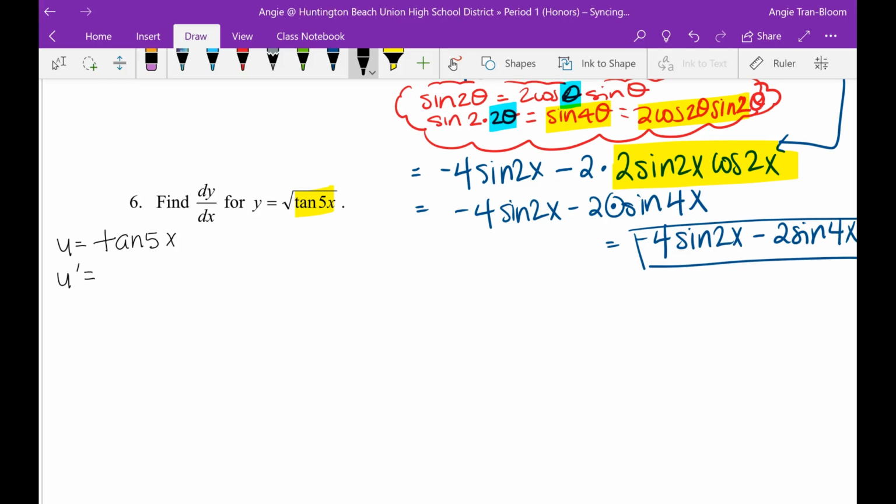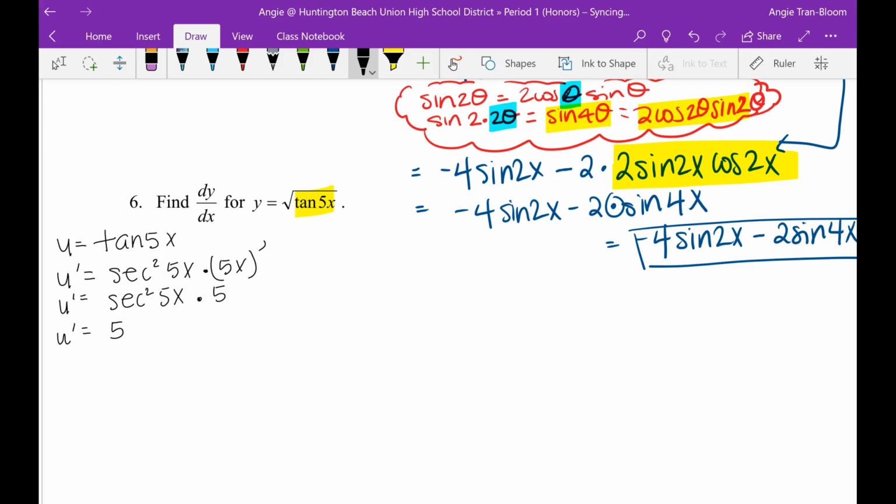U prime is tangent, the derivative of tangent is secant square of 5x, and I need to multiply based on the chain rule the derivative of the inner component, okay, which is 5x. Now, slowly copy this down, secant square of 5x. I don't need to do anything with that, but the derivative of 5x is just now 5. But I'm going to write that in the front so I'm not confused.